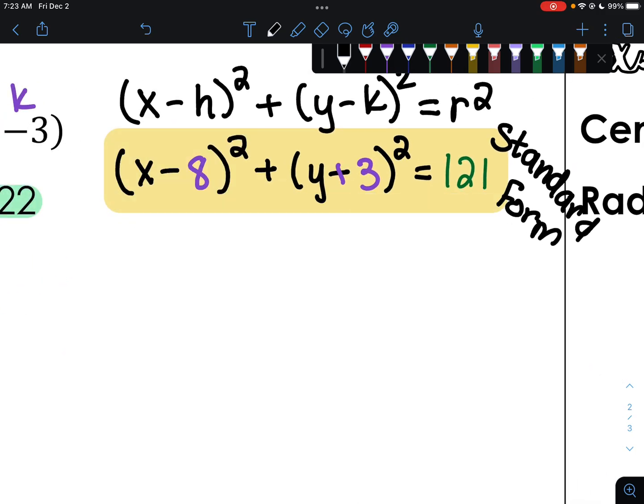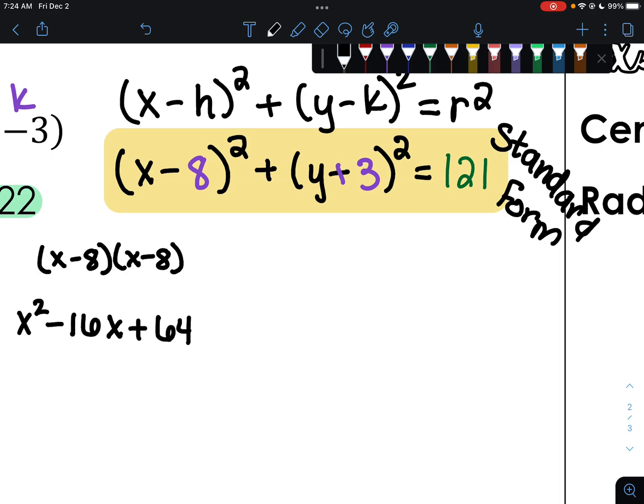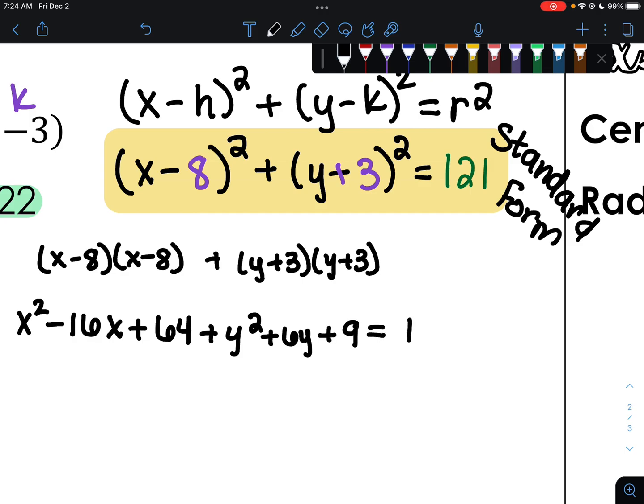So that would be x minus 8 times x minus 8. You would FOIL: x times x, you get x squared. x times negative 8 is negative 8x. Negative 8 times x is negative 8x, so that turns into a negative 16x. Negative 8 times negative 8 is a positive 64. Then we are going to do the same process with y plus 3. So we get plus y plus 3 times y plus 3. So y times y is y squared. y times 3 is 3y. 3 times y is 3y. So that gives me a 6y. 3 times 3 is 9. And then it's still equal to 121.